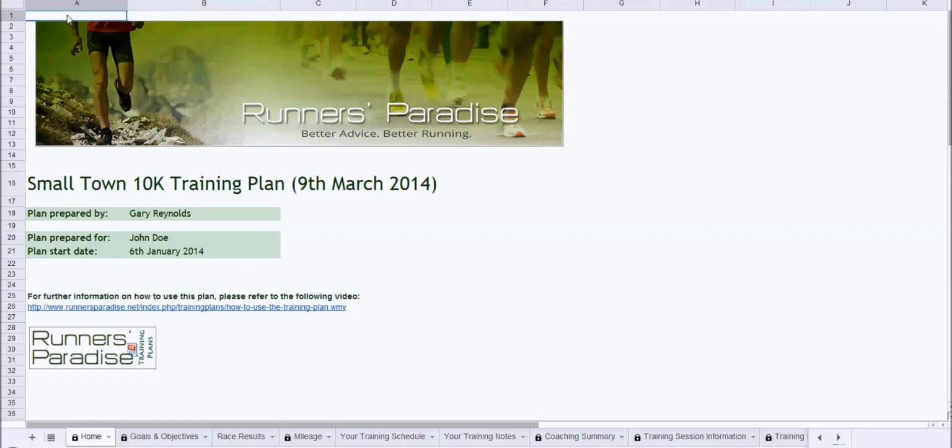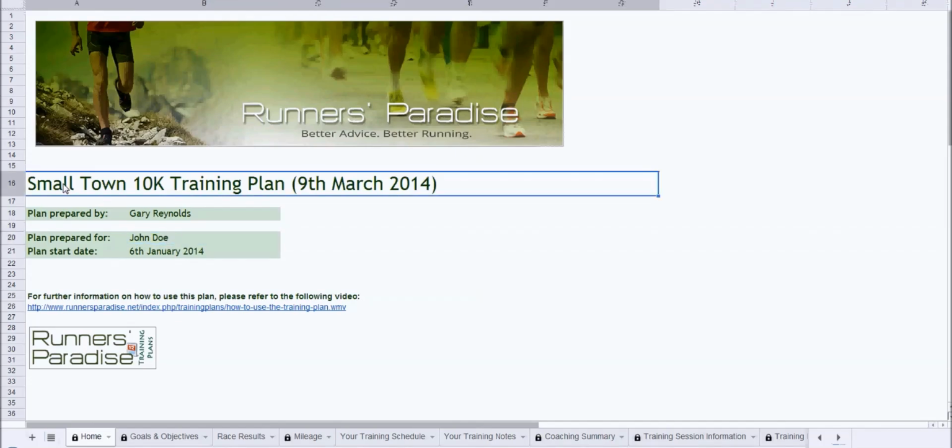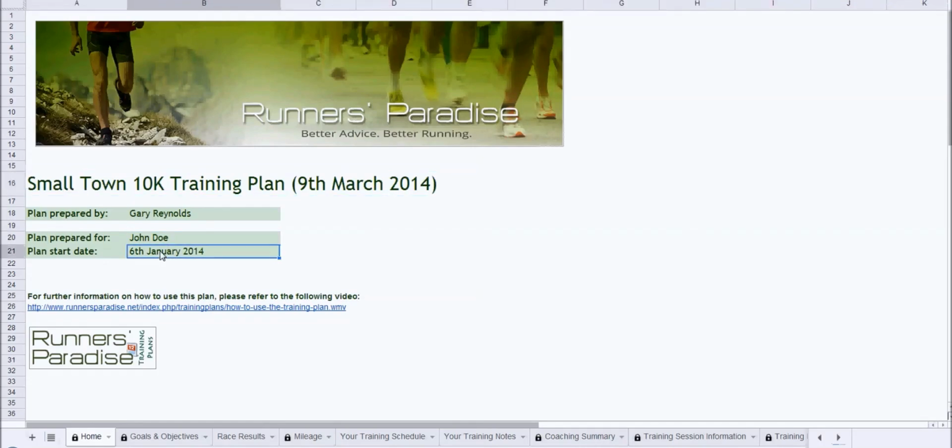So I'd like to introduce you to John Doe. John Doe is our fictitious runner for the purposes of this demo, and John is going to be running the Small Town 10K on the 9th of March 2014. His planned start date is the 6th of January.